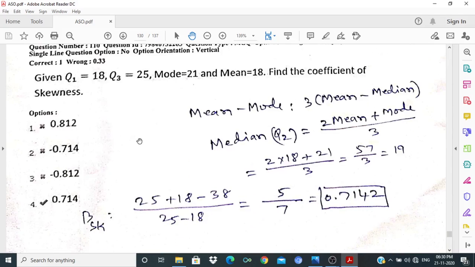Here is one problem. Q1 is equal to 18, Q3 is equal to 25, mode is equal to 21, mean is equal to 18. Find the coefficient of skewness. We have mean minus mode is equal to 3 into mean minus median. From this we have the formula median is equal to 2 mean plus mode by 3. From this we can directly find median 19. Okay, coefficient of skewness. Substitute here in the Q1, Q2, Q3 formula: Q3 plus Q1 minus 2Q2 divided by Q3 minus Q1. This is the answer.